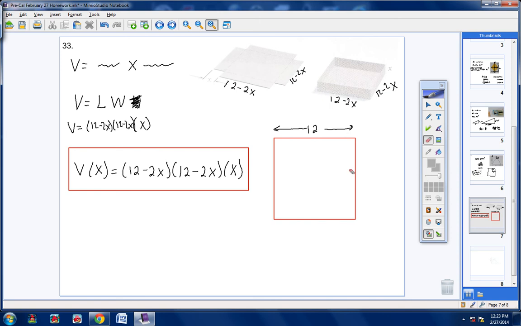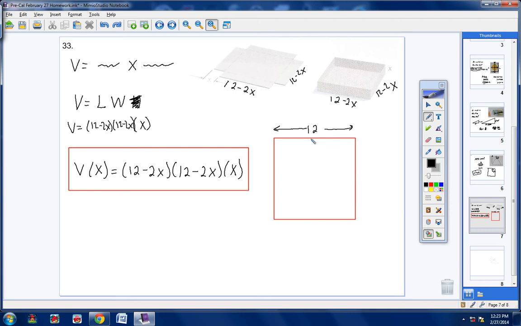X is the amount you're cutting away. Now look, if you cut more than half, watch this. If you cut away 6 and 6, you have nothing left. You've just cut the thing up into 4 pieces like this, because half of 12 is 6.